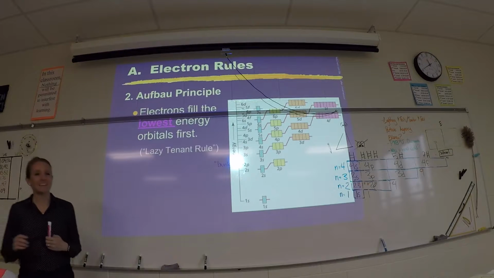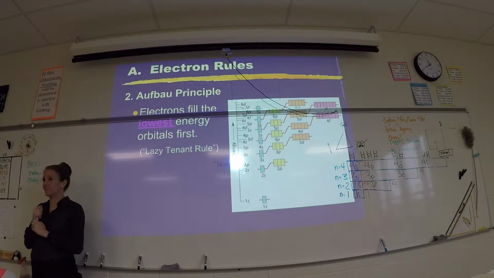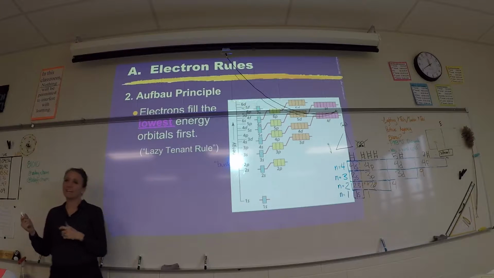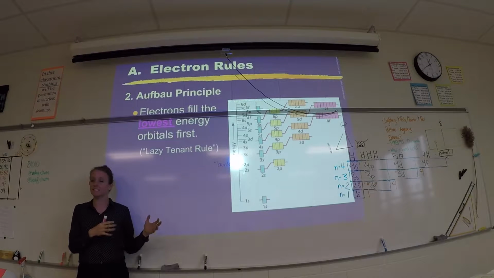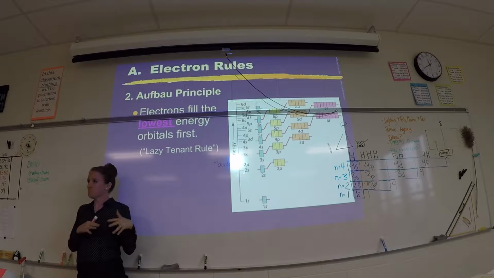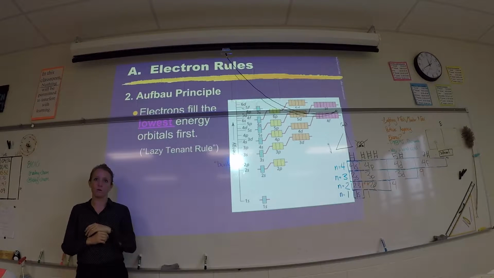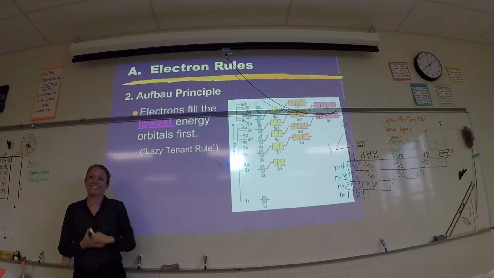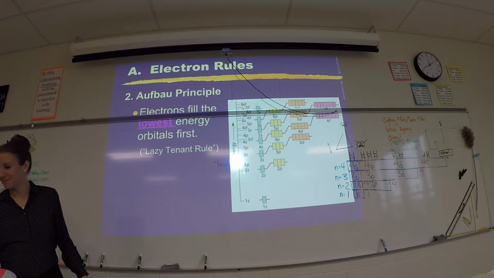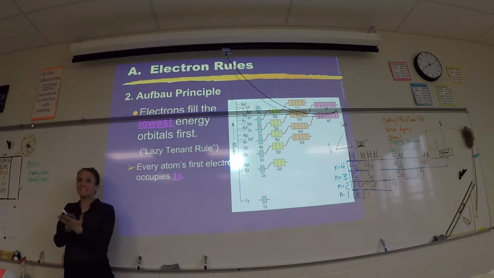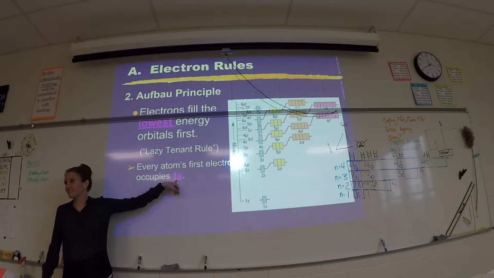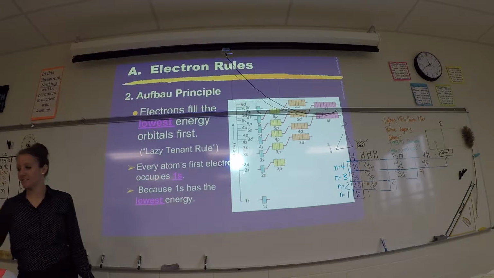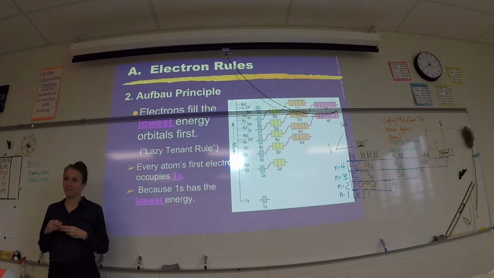Sometimes people call it the lazy tenant rule. So if you're checking into a hotel and let's say this hotel does not have an elevator, you want to be put on the lowest floor possible, so you don't have to climb as many stairs. Most people are like that. This means in every single atom, the first room that is filled is always the 1s because it's the lowest in energy.